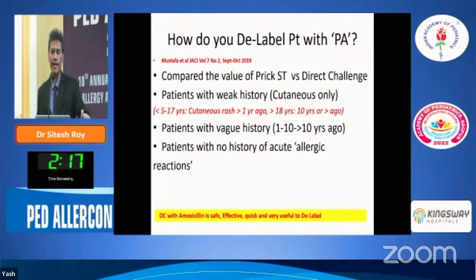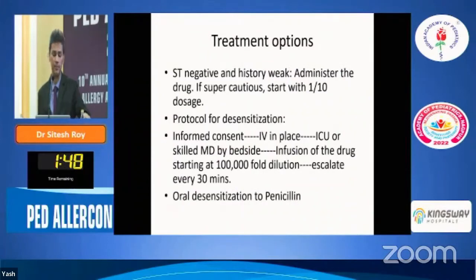When you want to delabel a patient who's been labeled as penicillin allergic, when you compare skin prick test to direct challenge in patients with a weak history, the direct challenge always comes up better. Patients with a vague history, more than 10 years or within 1 to 10 years, patients with no acute allergic reactions, in these, it's easiest to do an oral challenge with an amoxicillin or a similar derivative. And you can very often delabel that patient as being penicillin allergic.